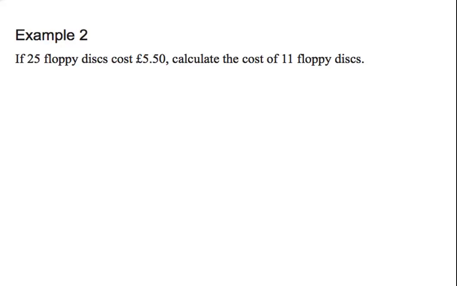Example 2. If 25 floppy disks cost £5.50, calculate the cost of 11 floppy disks. Okay, so we're going to use the same strategy. We want to find out what's the cost of one single floppy disk. Okay, so £5.50, that's how much 25 floppy disks cost. So we're going to divide £5.50 by 25. The easy way, using a calculator, and we come up with 0.22. So that's 22p, or 0.22 pounds for one floppy disk, which is quite inexpensive.